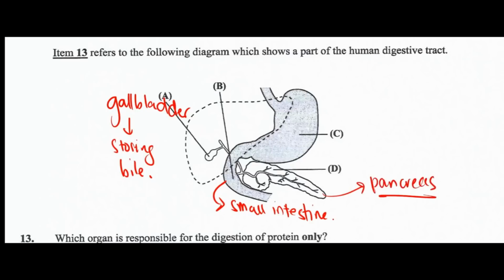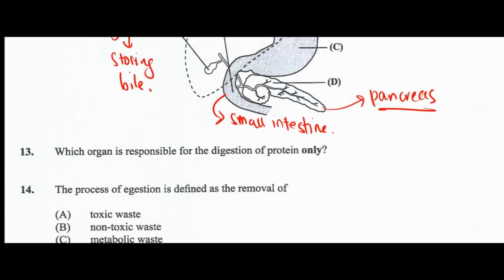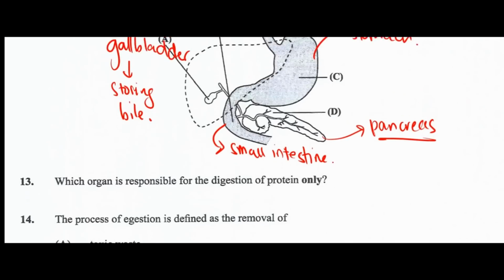The main function of the pancreas is to secrete different types of hormones, which aids in digestion. And C is your stomach, el estómago. Once you've gotten that down, which organ is responsible for the digestion of protein only?